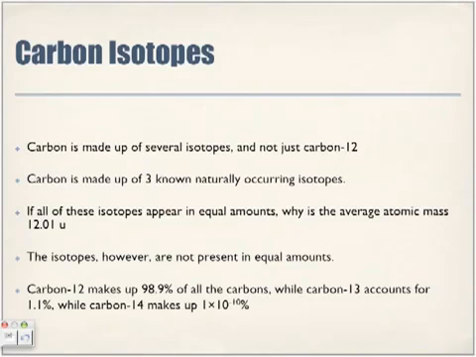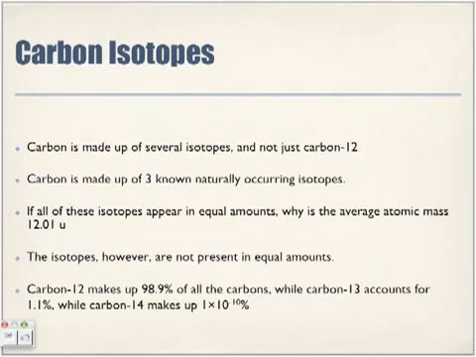So, carbon isotopes. Carbon is made up of several isotopes and not just the carbon-12. Okay, that's the one that we know of in terms of our periodic table. Carbon is made up of 3 known naturally occurring isotopes, which we talked about last class. If all these isotopes appear in equal amounts, why is the average atomic mass 12.01?